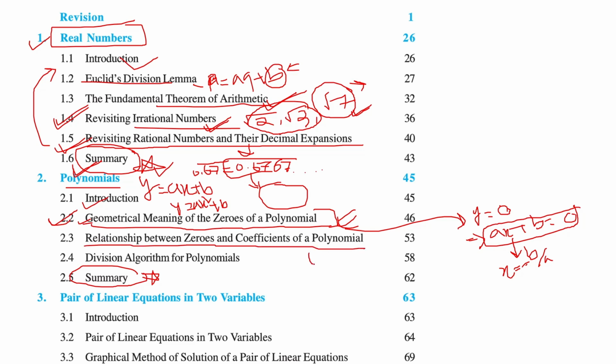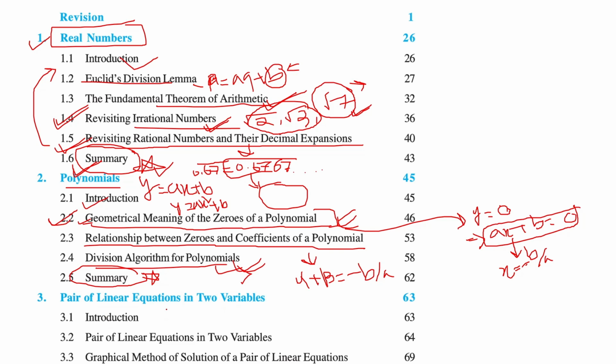The relationship between zeros and coefficients of polynomials. So what is that? It is again like alpha beta. For quadratic equation, this minus b, right? These kind of things. Okay. The division algorithm, same as remainder theorem, easy thing.